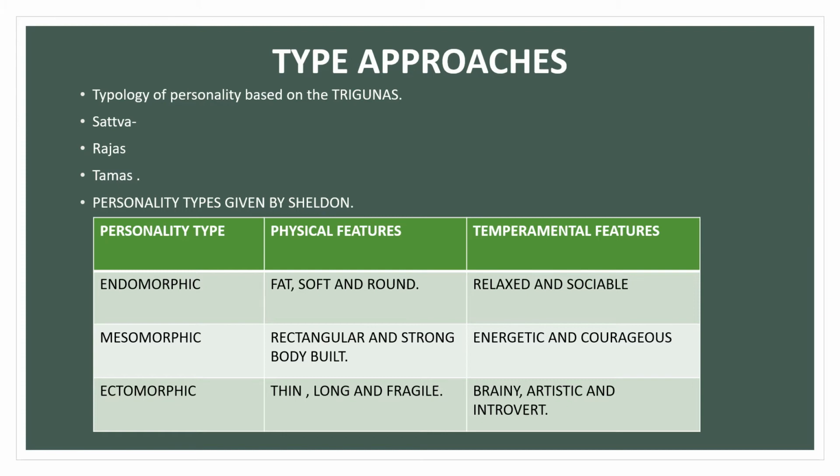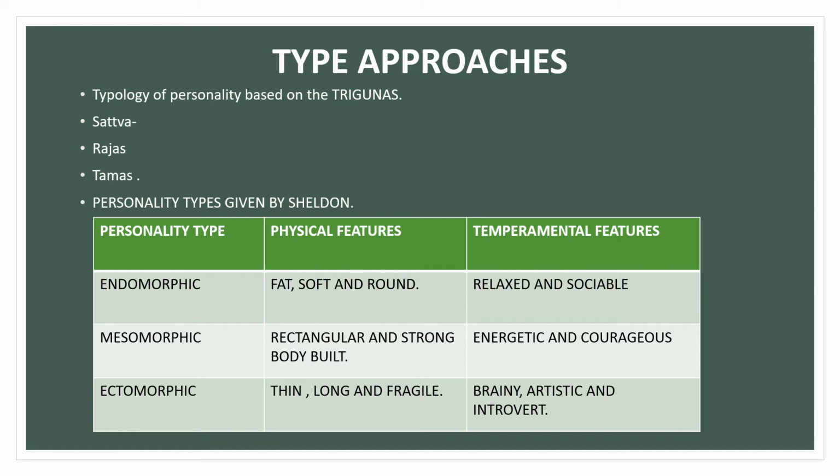So all the three gunas are present in each and every person in different degrees. The dominance of one or the other guna may lead to a particular type of behavior. Next personality type is given by Sheldon. The types are endomorphic, mesomorphic, and ectomorphic.